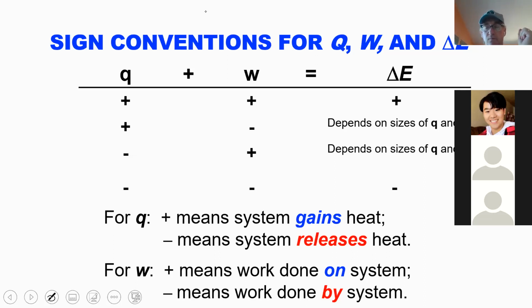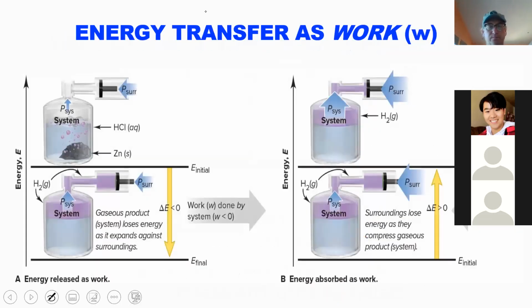Yes, someone's got a question. This person's saying, if surroundings to system is negative and system to surroundings is positive, is that correct? Let me go back. If energy goes from the surroundings into the system, that's positive.